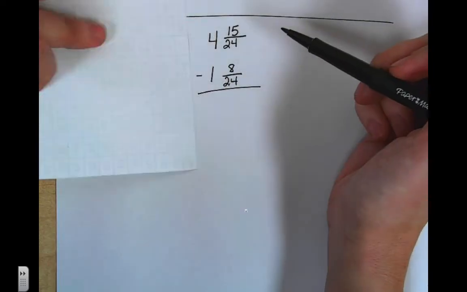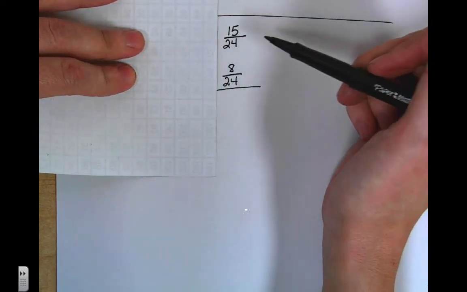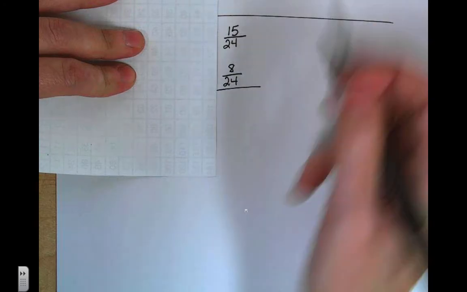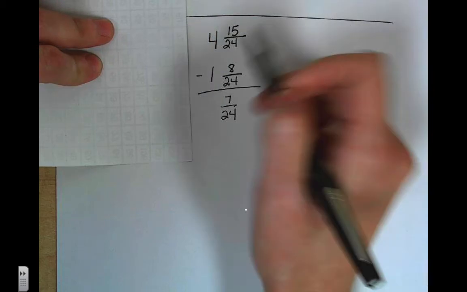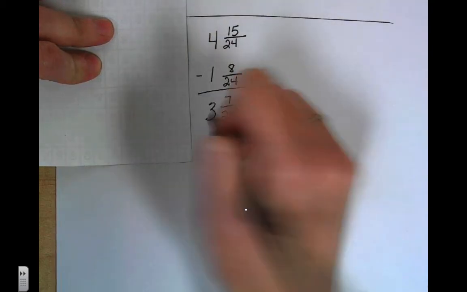So again, I can focus on my fractions now. Can I take 15/24 minus 8/24? Yes, I end up with 7/24. And then I have my 4 minus 1 is 3, so the answer is 3 and 7/24.